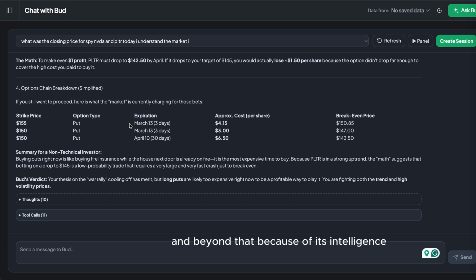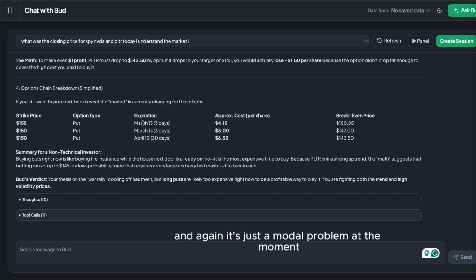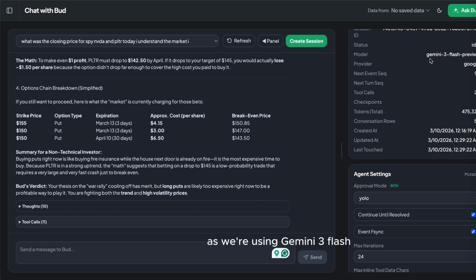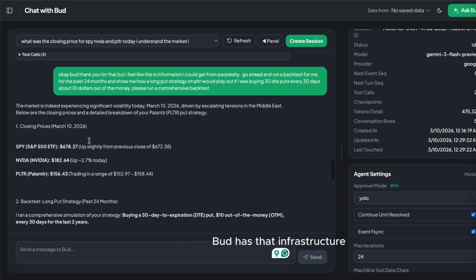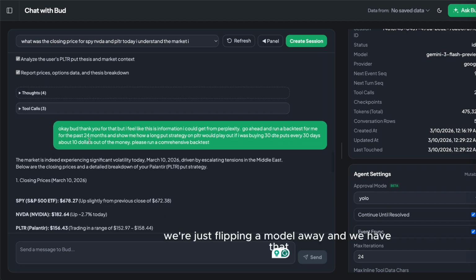And beyond that, because of its intelligence infrastructure, and again, it's just a model problem at the moment, as we're using Gemini 3 Flash. But besides that, once we upgrade this, we might be paying a little bit more in inference, but we can always charge a markup, and then we'll be having things like computer use. How Perplexity works actually goes into your system and does work for you. Bud has that infrastructure. We're just a model flip away, and we have that.